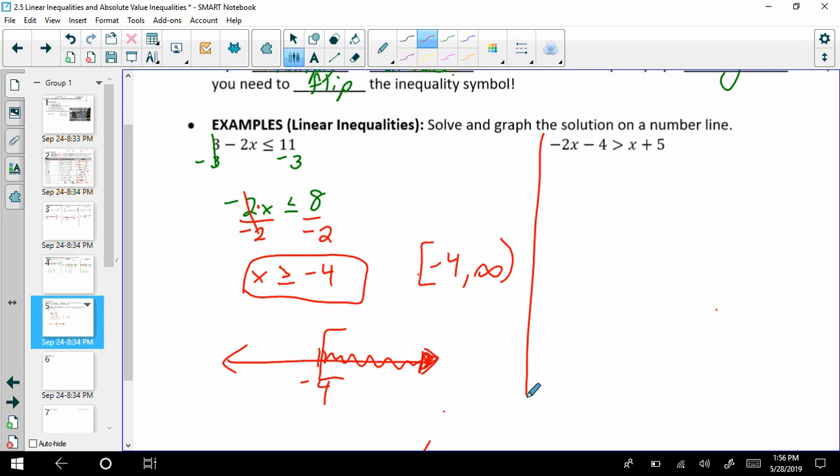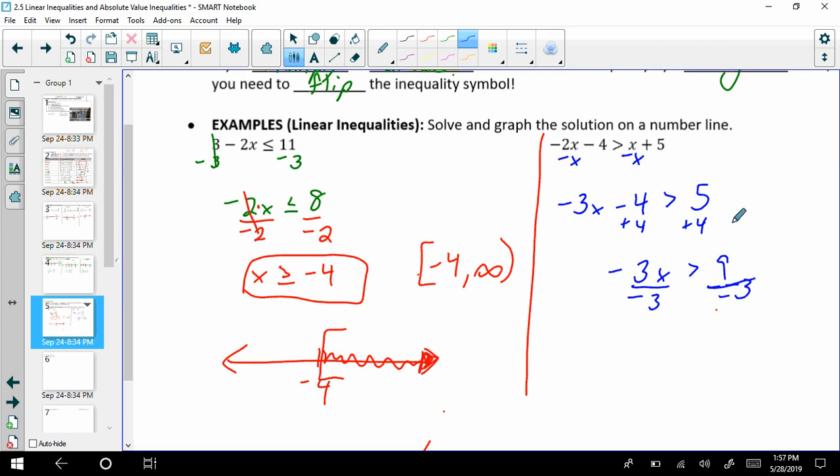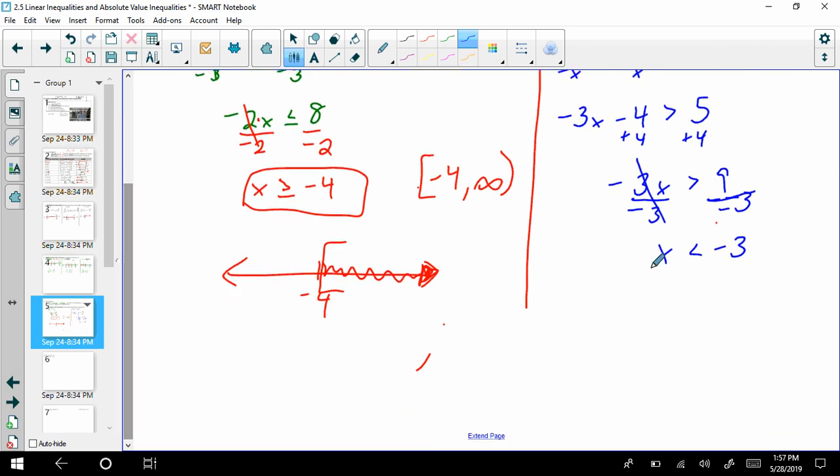Okay, let's try the next one. I need to get my x's together, so I think I'm going to subtract x. The symbol does not flip with adding and subtracting. It is just the multiplying and dividing by a negative. Add 4. Divide by negative 3. Since I'm dividing by a negative, the symbol is going to flip-flop. So I get x is less than negative 3.